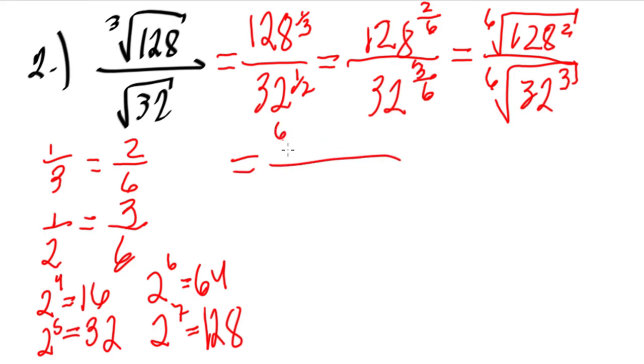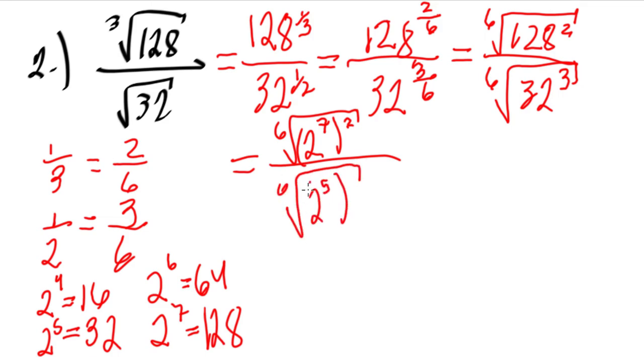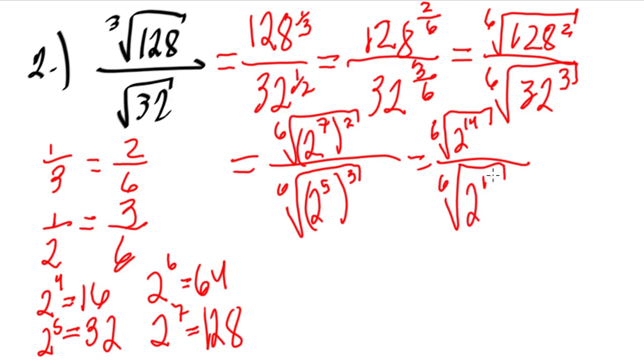So we have the sixth root of 128, which is 2 raised to 7 squared, and then the sixth root of 2 raised to 5 cubed. By the power of a power law, what we'll have is the sixth root of 2 raised to 14. 2 raised to 14 is quite a big number. And then all over the sixth root of 2 raised to 15.